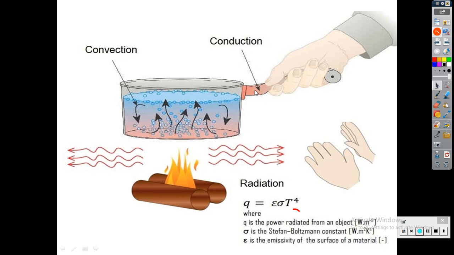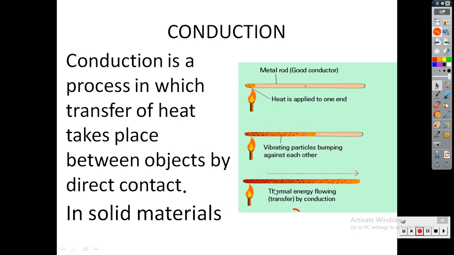From here the heat is reaching the handle, the metallic handle. So it is metal, so it is a solid. It is conduction. And here, without any medium, heat is transferring. That is radiation.